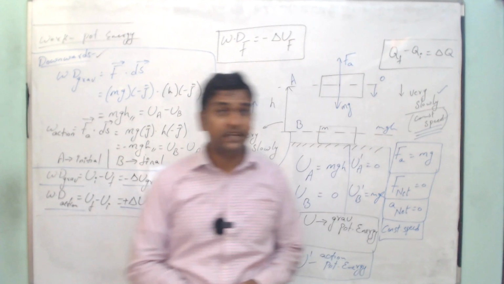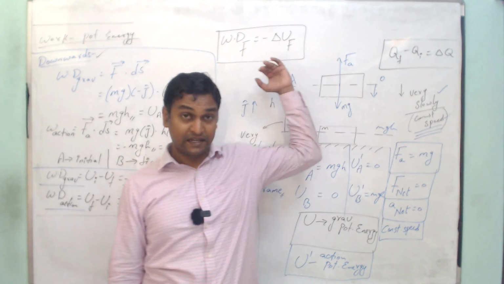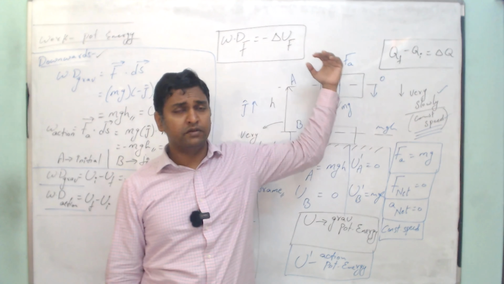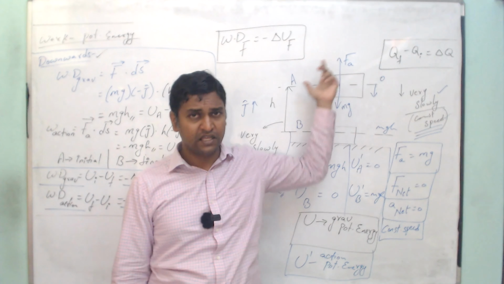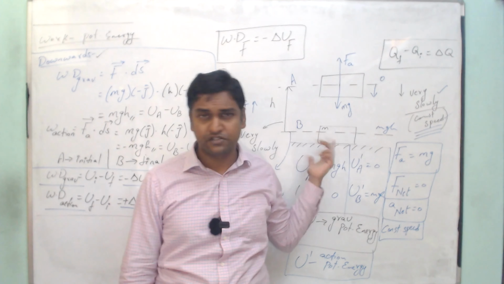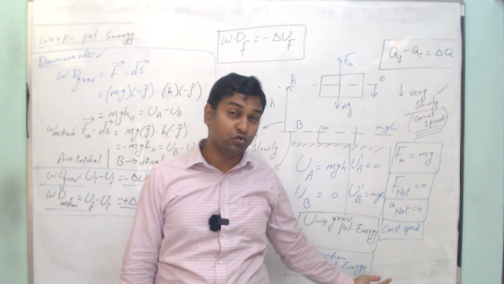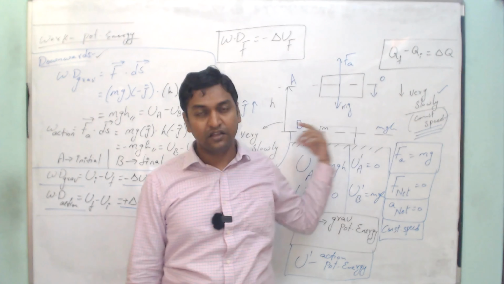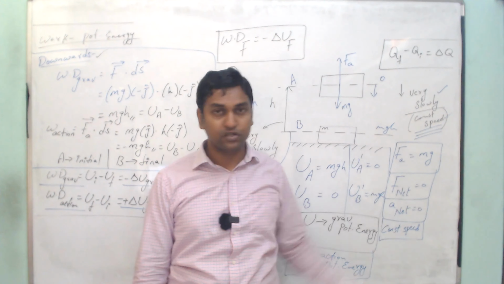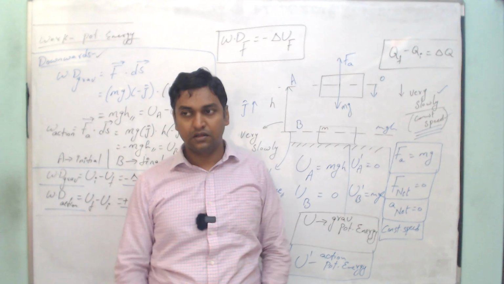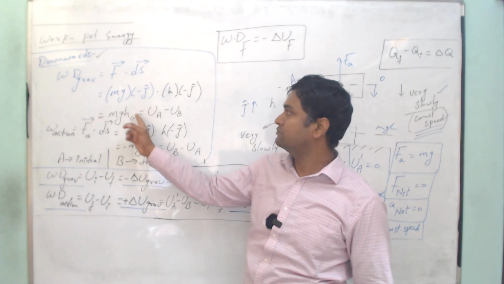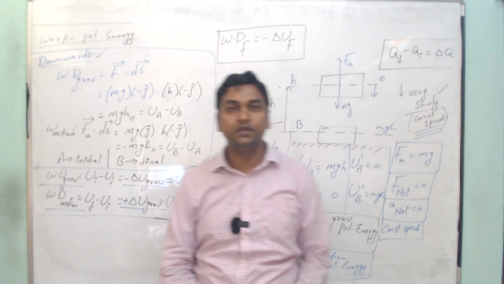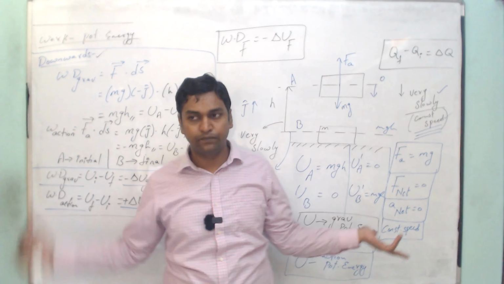Now I assign this position as A and this position as B. Then UA will be my gravitational potential energy at A, and UB will be my gravitational potential energy at B. Similarly, U dash A will be the action potential energy at A, and U dash B will be the action potential energy at B. To match this mgh story, I just have to write it in terms of UA minus UB or UB minus UA.